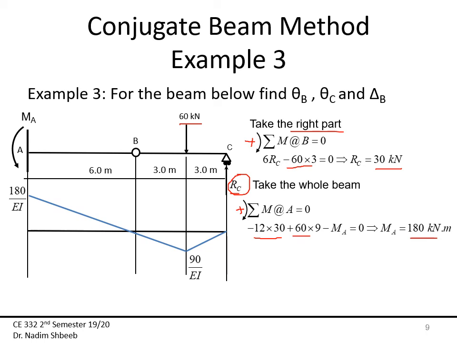So if you've noticed, here I only needed to find RC and the moment at A, which was enough for me to draw the moment diagram. So now I'm going to convert that into the conjugate beam.